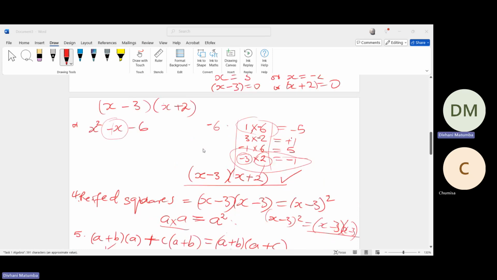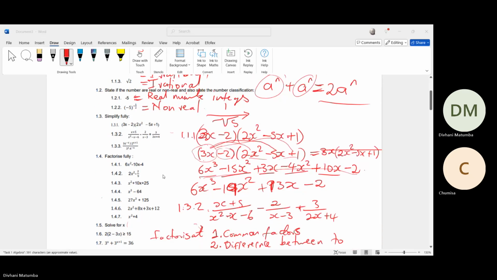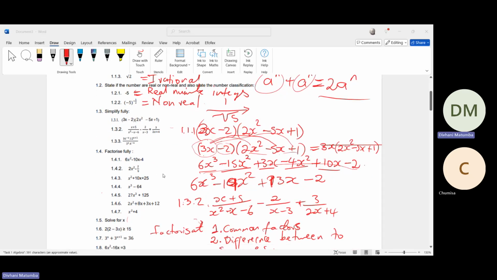The next one. I think this one we've already done it, 1.3.3. We have already done it somewhere. So for now, I'm just going to skip it because I want you to be introduced to more factorization as we discussed last week. So how many types of factorization can you mention, Kumisi?